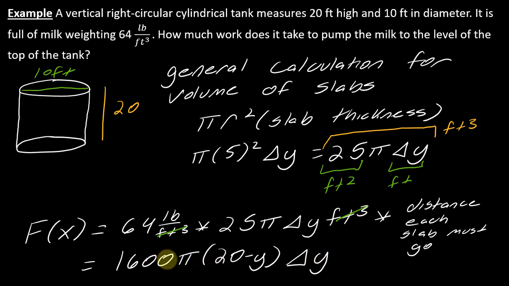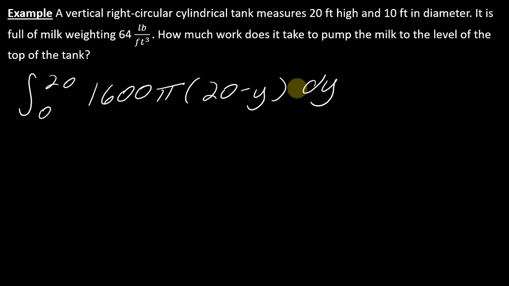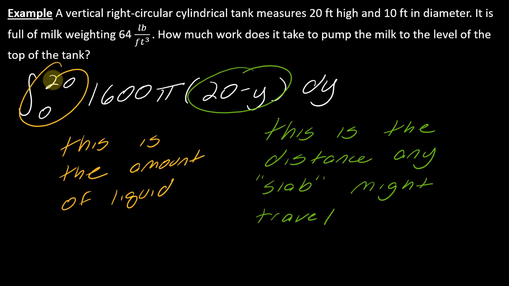Okay, so I think that writing your function out like this is going to help you set up your integral, because now where I have this delta y, I can replace it with what you can see here. So I replace my delta y with this dy, and then I can actually set up my integral. So this is going to represent how much liquid we have, the amount of liquid. And then this part here is going to represent the distance any slab of liquid might have to travel.